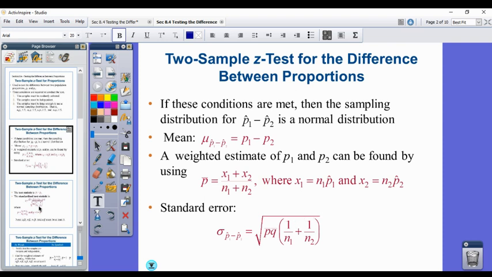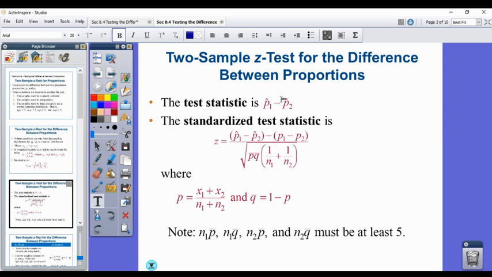Okay, so our test statistic in this case is going to be P hat sub 1 minus P hat sub 2. And our standardized test statistic is going to be represented by the following formula. P bar, we're going to use this formula. And then as I just mentioned, Q bar is 1 minus P bar. And then again, remember when you are doing these problems to check to make sure that these are at least 5. And all of the examples that we're going to do today, they all work. So you don't have to worry about checking those.